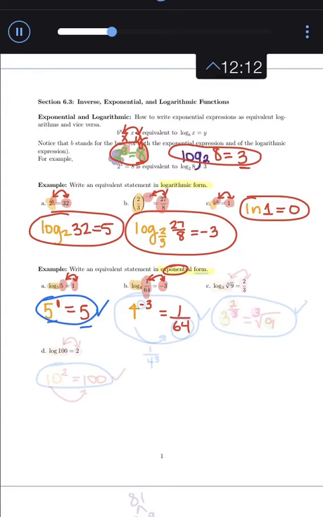Now let's make sure that this makes sense. We've got 4 to the -3rd equals 1 over 64. What does a negative exponent do? Remember, it drops itself to the bottom of a fraction, so this would become 1 over 4 to the 3rd. Well, we know that 4 to the 3rd is 64, so yes, this is a true statement, and that's what we were looking for. The exponential form is saying 4 to the -3rd equals 1 over 64, and we do know that that is definitely true.